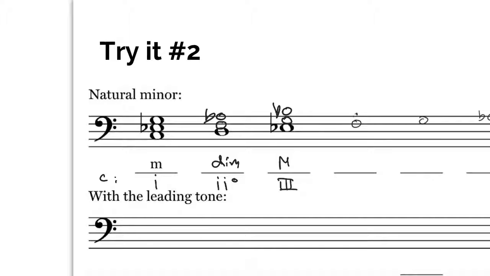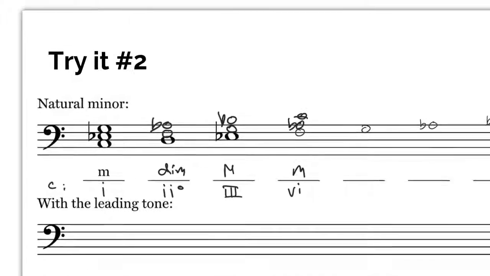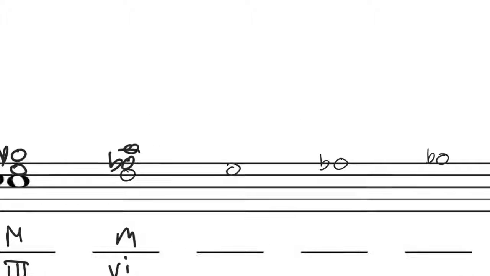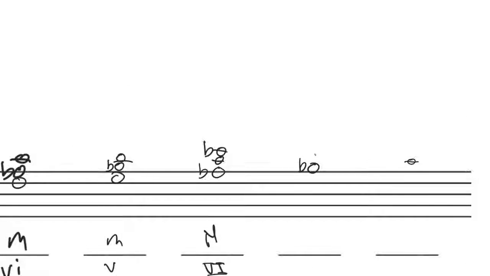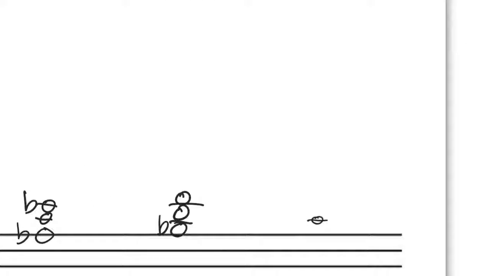And then here we have F, A flat, and then C, which is minor, which is the minor 4 chord. And then here we have G, B flat, and D, which is minor, which is the minor 5 chord. And then A flat, C, and E flat, which is major, which is the major 6 chord. And then we have B flat, D, and F, which is major as well, which is the major 7 chord. And then finally we have our C, E flat, G chord.